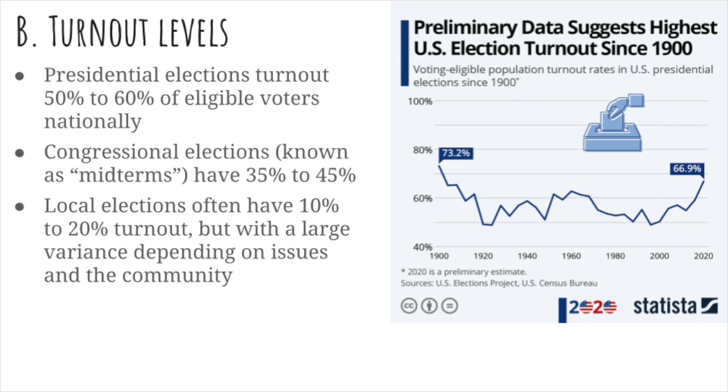And rates go down anywhere from 35 to 45% on those. And local elections, even smaller, about 10 to 20% turnout. And that's for your school board members, your mayor, your city council members. And that's somewhat ironic because most of the interactions that people have with their government are at the local level. It's with their local police, it's with their local school board, it's with local city ordinances, and so on and so forth.